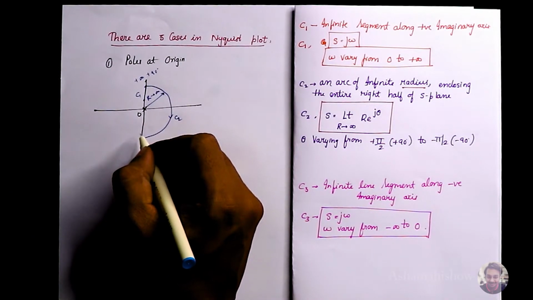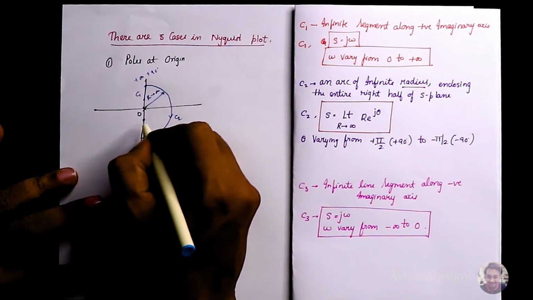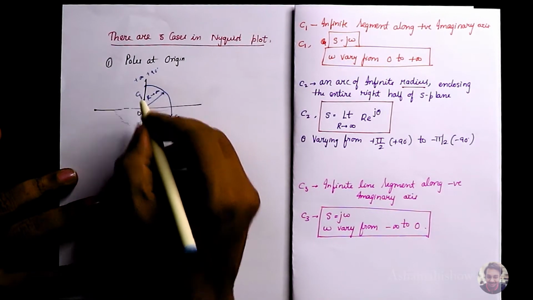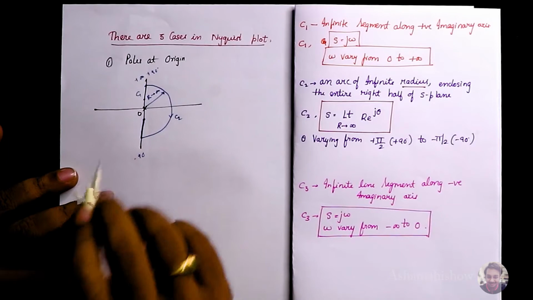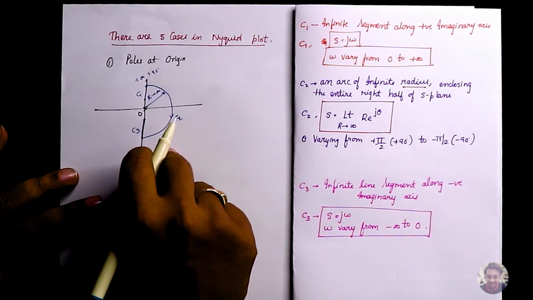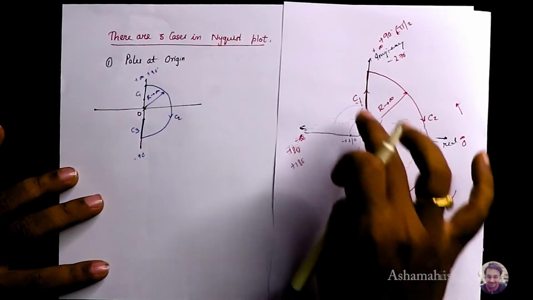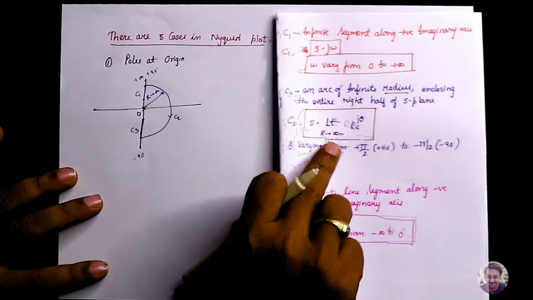Then there is an opposite. C3 is just an opposite of C1, a mirror image. So C3, I have to stop at this place only. I cannot go till origin because I have a pole there. So this is C3. And now C1, C2, C3, as we said here, it is a closed loop. Actually it contains a closed loop, but this is not closed.